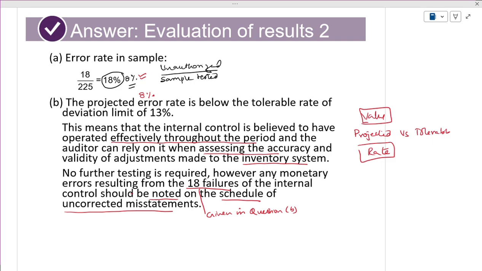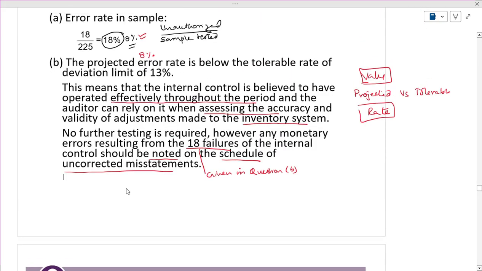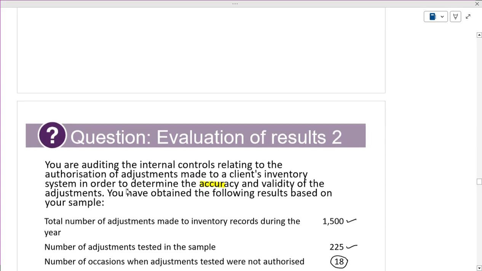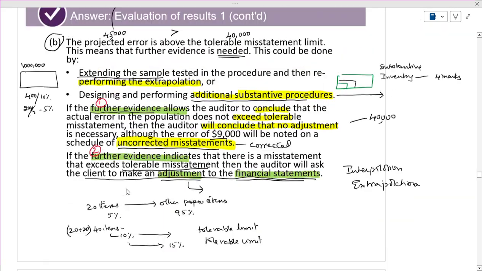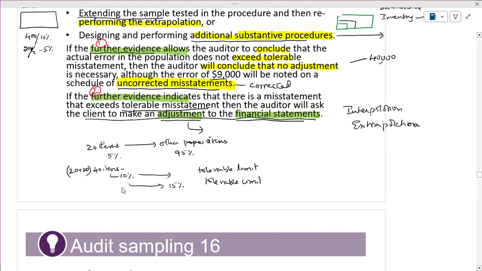Is it clear to you? Yes. Okay. Are you clear about this? What is the test of details and what is the test of controls? Keep this in mind. Again, when we are doing question answers, you will be more focused on this: what is the test of details and what is the test of controls.